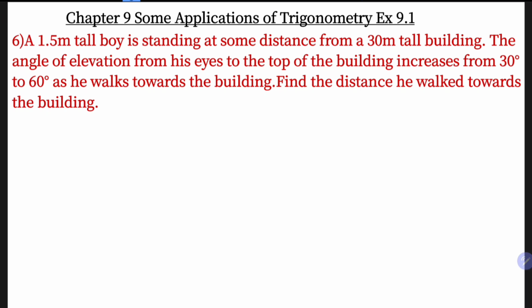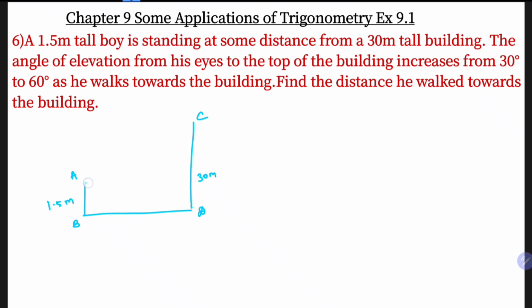The key point in this question is making a diagram. A 1.5 meter tall boy, 1.5 meter, is standing at some distance from a 30 meter tall building. Let us consider the boy be AB and tower be CD. The angle of elevation from his eyes to the top of the building. Angle of elevation from the eyes means from A we have to see the elevation.